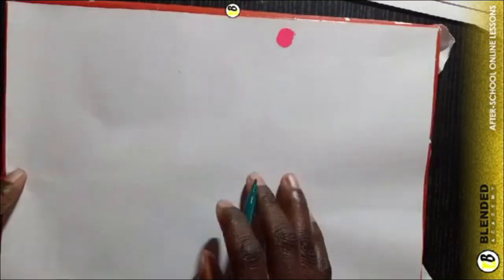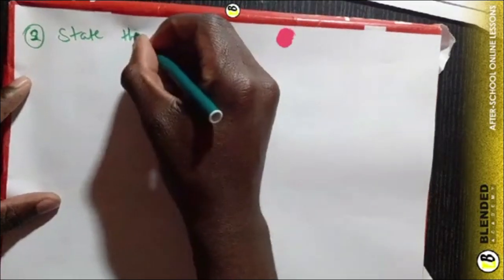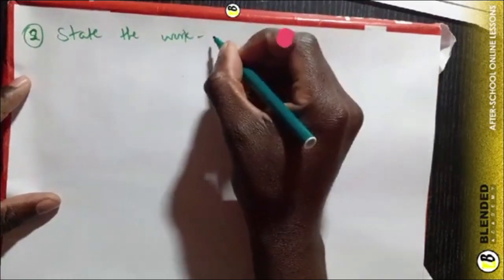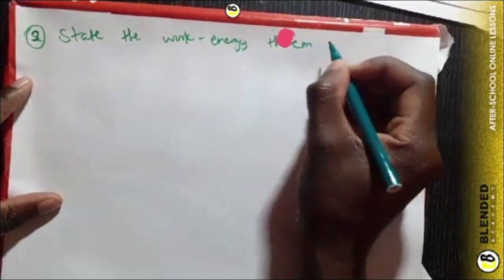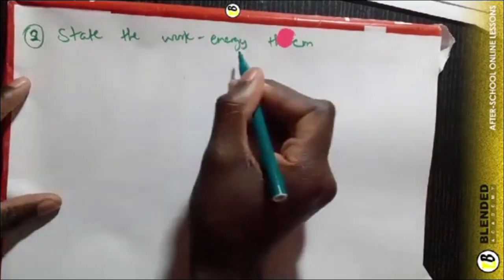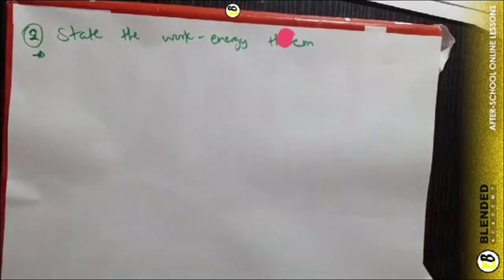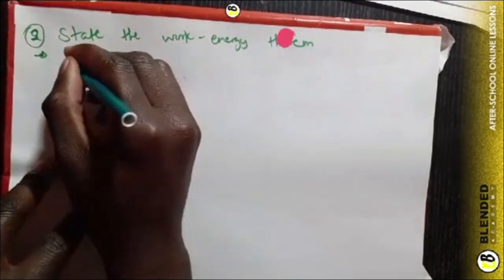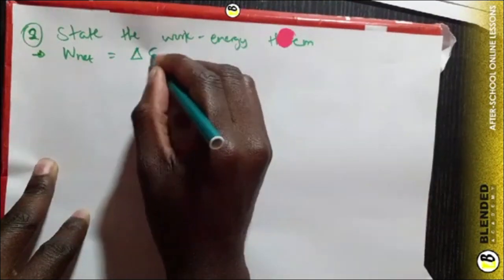Okay, so now it says, let me call it question 2: State the work energy theorem. I just mentioned it not so long ago. I'm sure you can recall that. The work energy theorem is the one that says that the net work done on an object is equal to the change in kinetic energy.